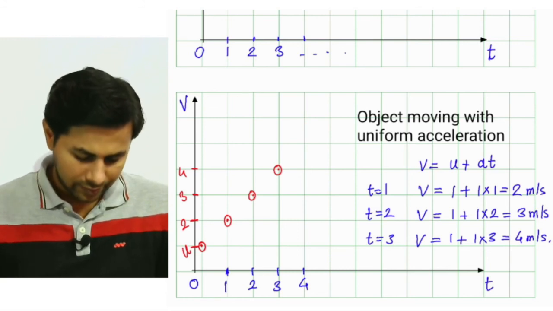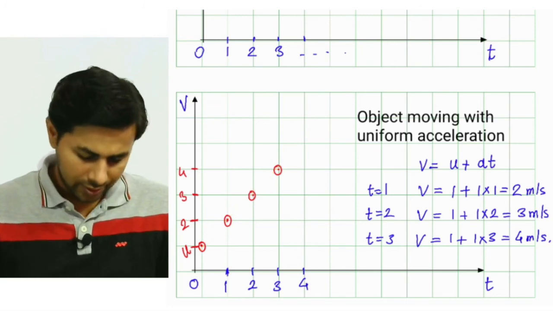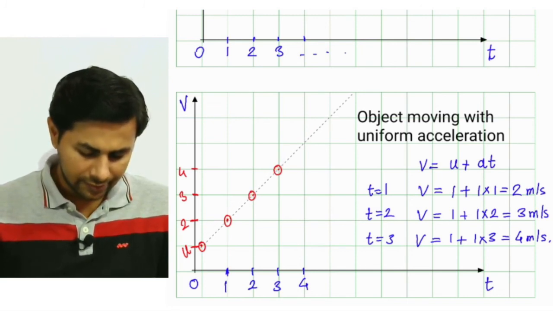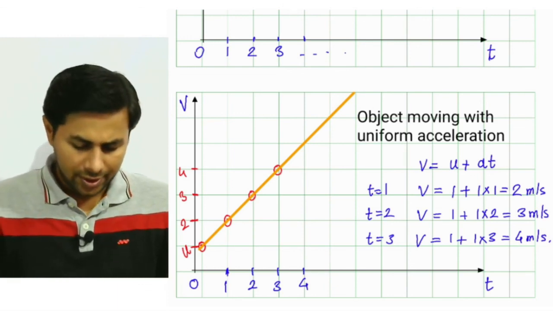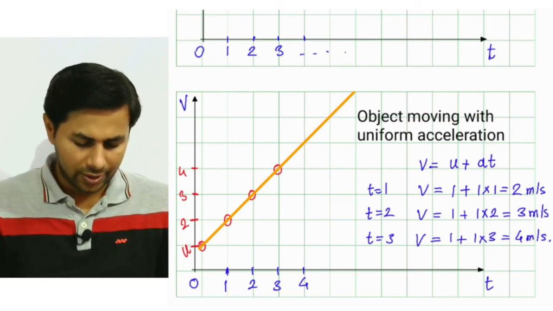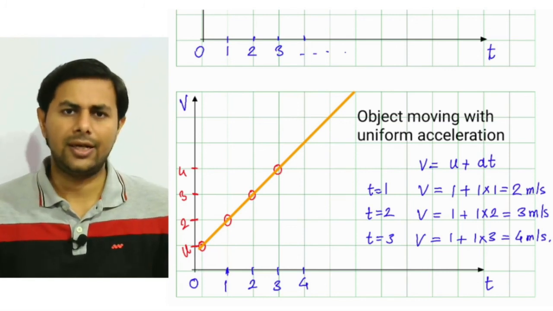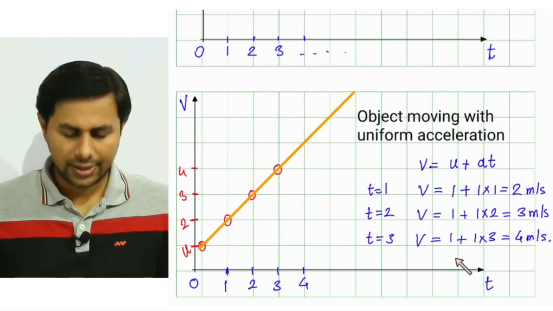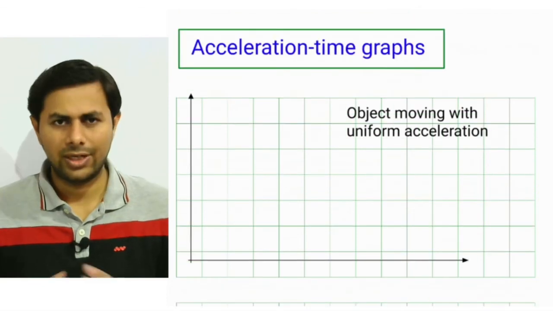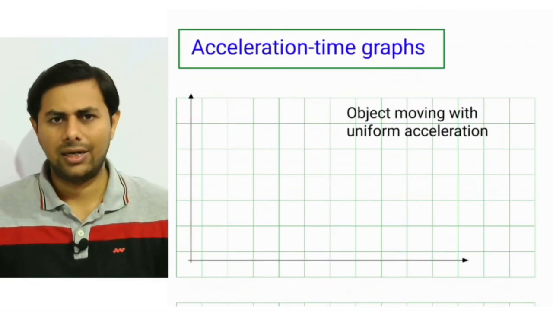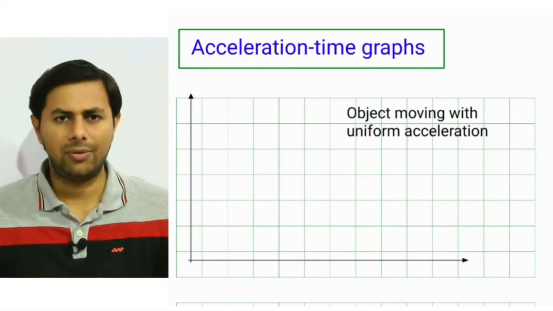So if we join all these points, so again we get a straight line. Okay, it is inclined at some angle. All right. So the velocity versus time graph for an object moving with uniform acceleration, it's a straight line inclined at some angle to the time axis or also to the velocity axis. Okay. Now let's see acceleration versus time graphs, and most of the times we will need only this case, that is the object moving with uniform acceleration.